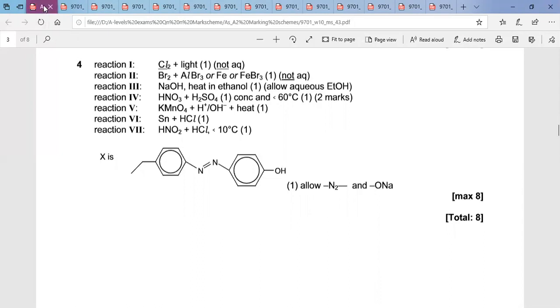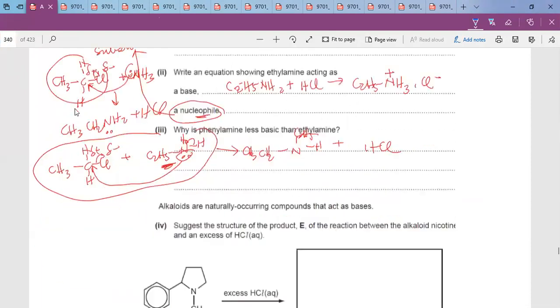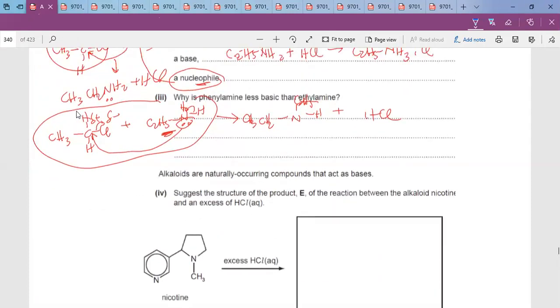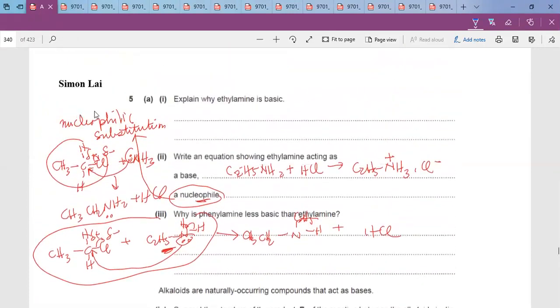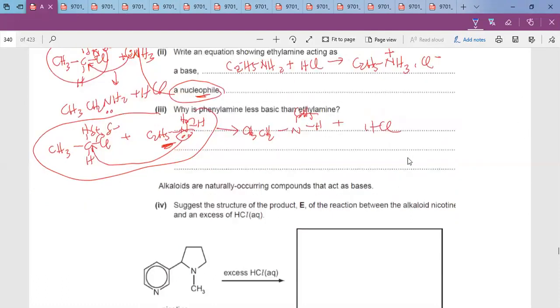Okay, now let's go for another reaction. We've done this one here, that azo dye, number 3. You need to do a lot of examples here, otherwise you cannot get it. This is a very good question. This whole question talks about first your ethylamine is a base. It tells you why it is basic, the equation of a base, and also a nucleophile. We've done this before already. Why the comparison of basicity with phenylamine? This is a very good question. It asks the whole thing on your syllabus.